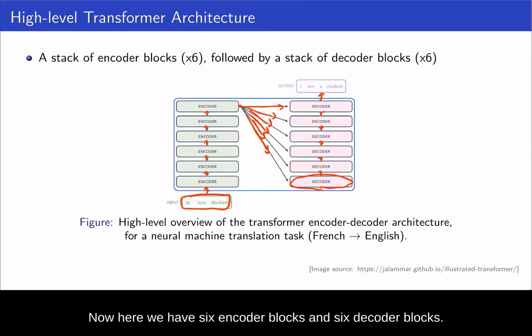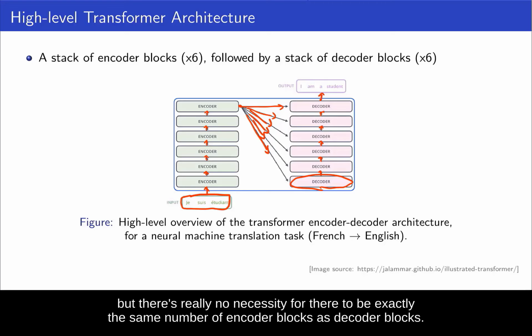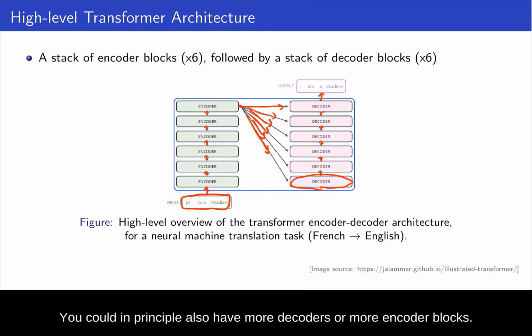Now here we have 6 encoder blocks and 6 decoder blocks. That was the architecture proposed in the original paper, but there's really no necessity for there to be exactly the same number of encoder blocks as decoder blocks. You could, in principle, also have more decoders or more encoder blocks.